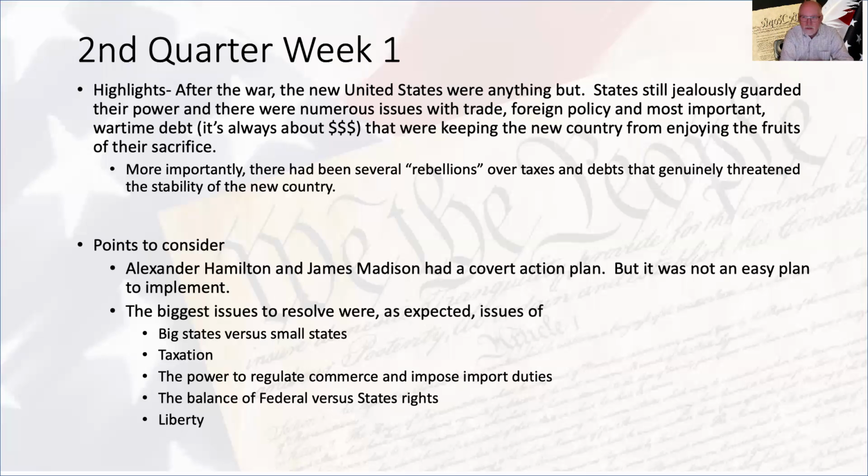But they also, of course, because it's government, and what does government want to talk about? The money: taxation, the power to regulate commerce and impose import duties, the balance of federal versus states' rights. This would become a huge point of contention when they put out the new constitution for ratification by the states. If you look at the theme of a number of the Anti-Federalist Papers, which we will see in the next couple of weeks, written in response to the Federalist Papers, which were trying to market, as it were, sell the Constitution to the new country, you'll see that that was a very, very important topic. Because again, the states were very reluctant to give up some of their rights.